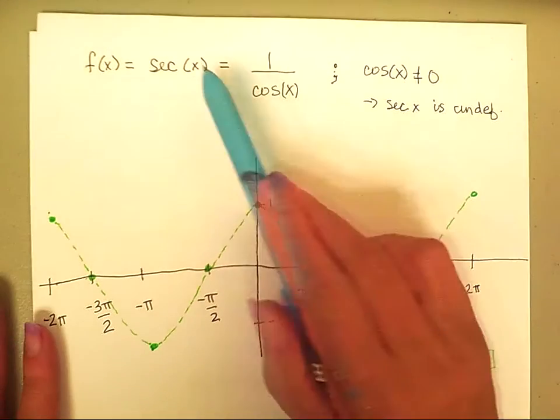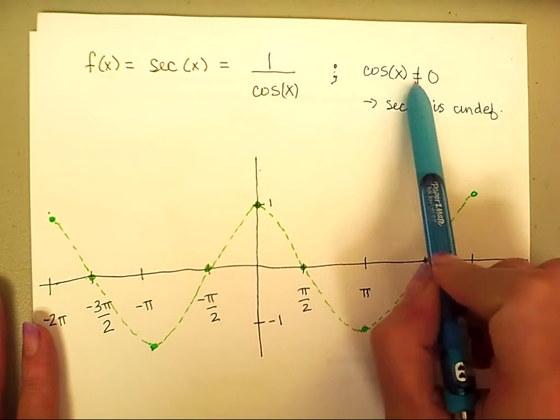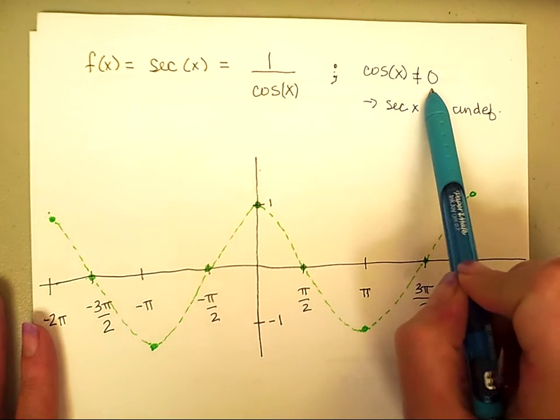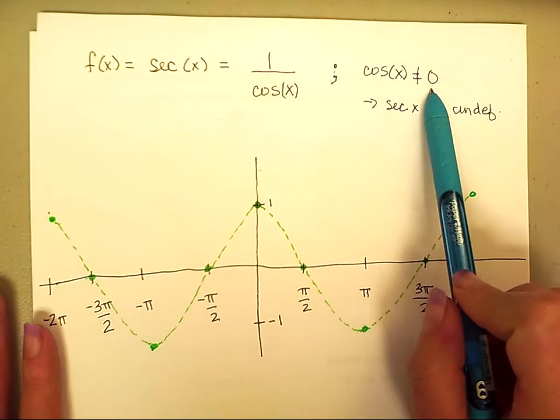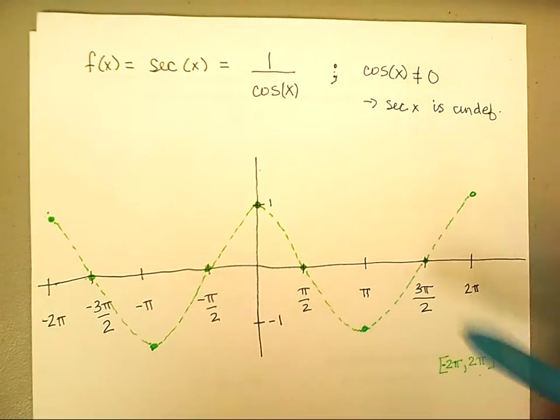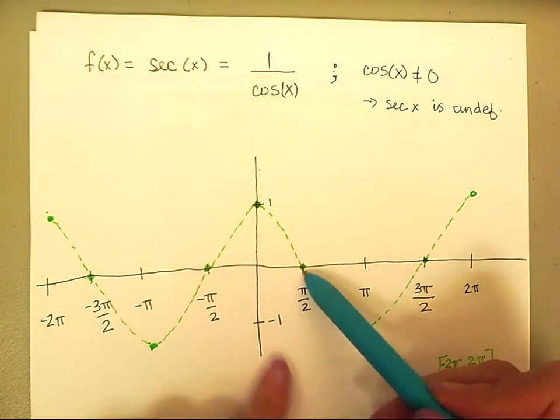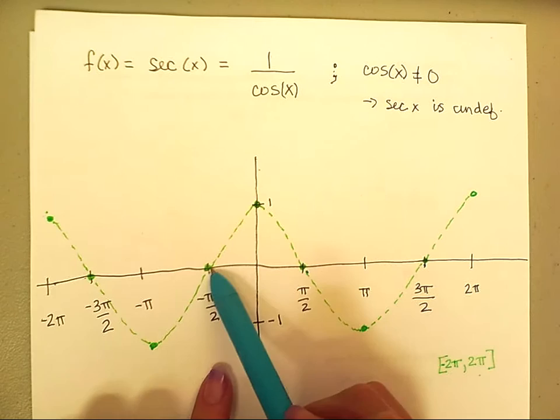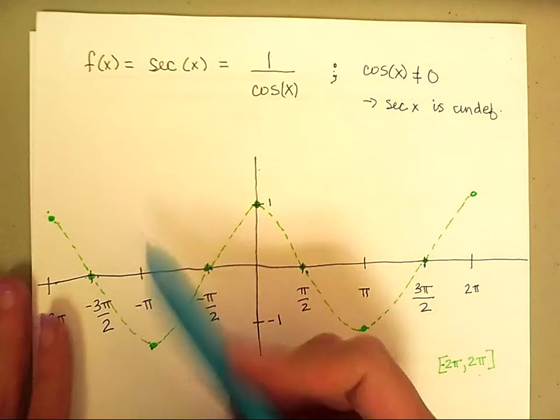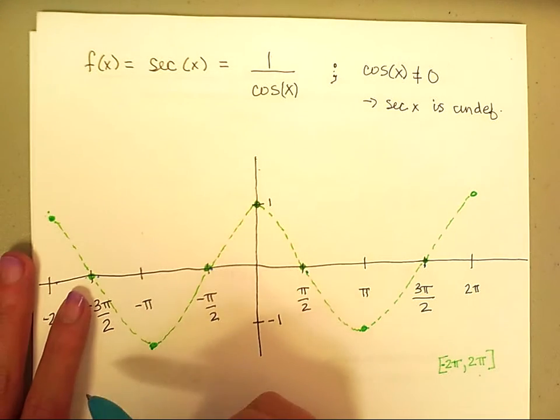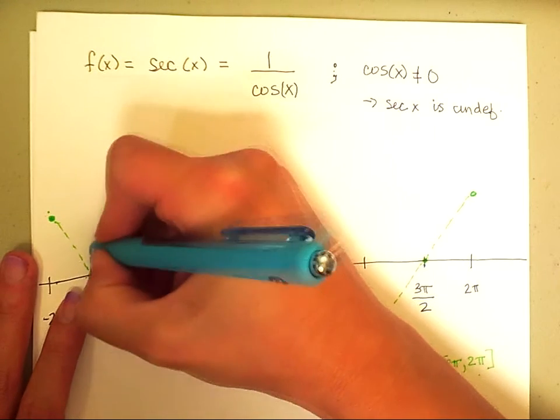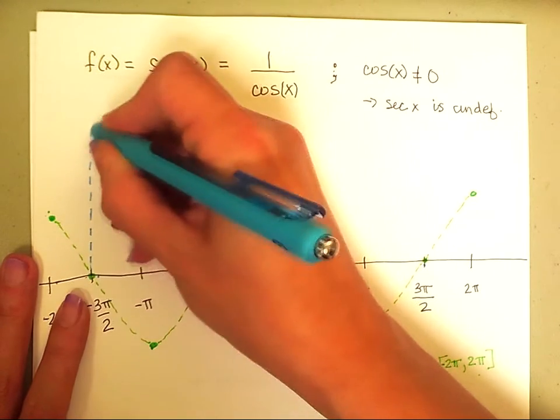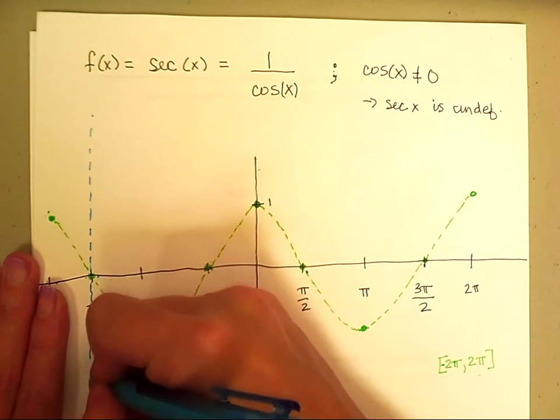Now, let's take into account for secant that if the cosine goes to 0, then this function is undefined. From the graph I've just made, I can see exactly where the cosine is 0. The cosine is 0 at pi over 2, at 3 pi over 2, at negative pi over 2, and at negative 3 pi over 2. Now, when a function goes undefined, it's going to lead to an asymptote. So let's put in asymptotes there.